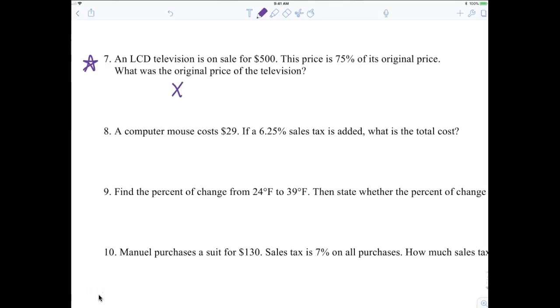Now, what did I do to X to get 500? What did I do to X to get to 500? No. I multiplied it by what? By 0.75. I took the original price and I multiplied it by 0.75, and then that gave me the what? The sale price, which is what? 500.